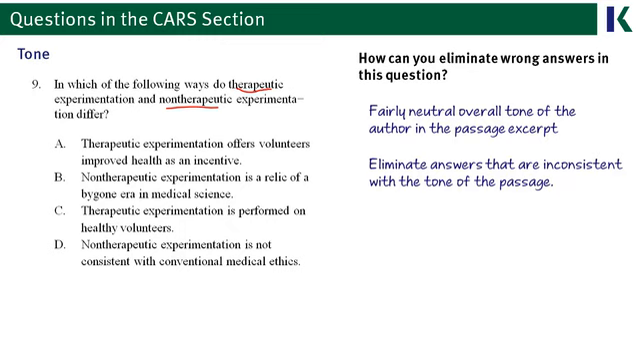If you're looking at answer choice B and D as being too extreme, you're looking in the right area. The author is fairly neutral about non-therapeutic experimentation, so saying the author thinks it's a relic of a bygone era or not consistent with conventional medical ethics is just a little bit extreme. And you've got yourself down to answer choices A and C, and from there you can guess, giving yourself again that 50-50 chance of getting it right on the test, despite having to guess.